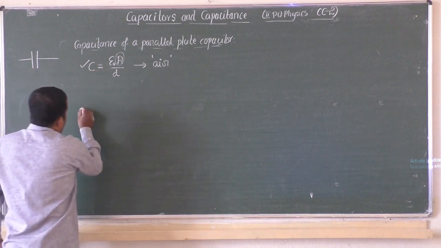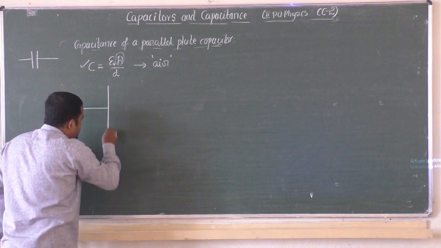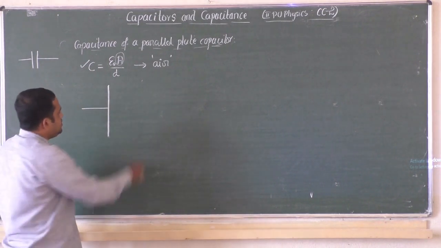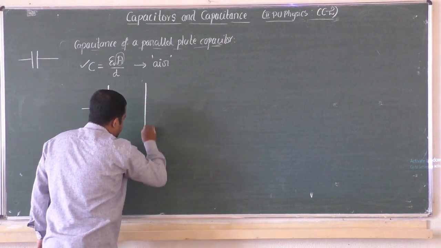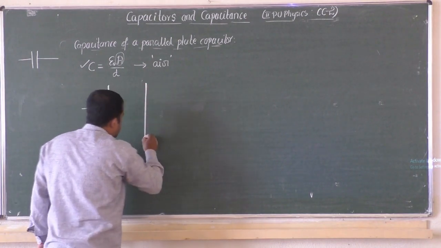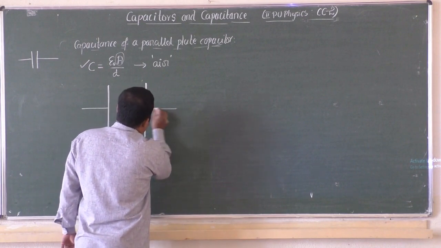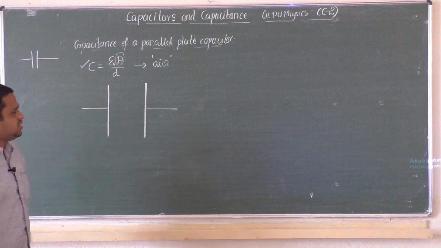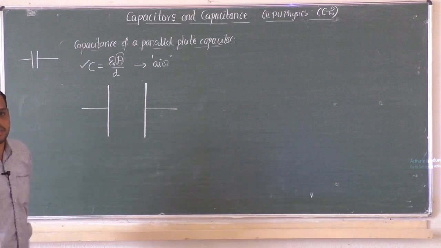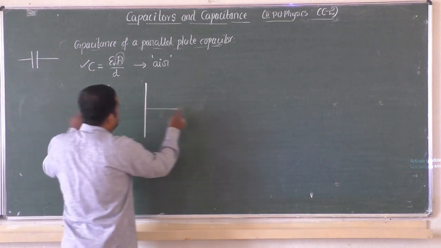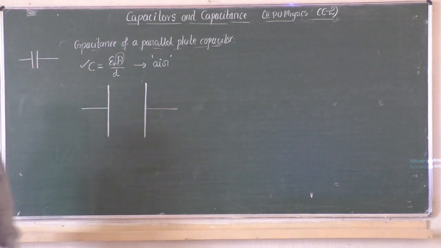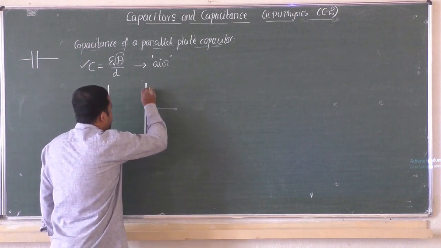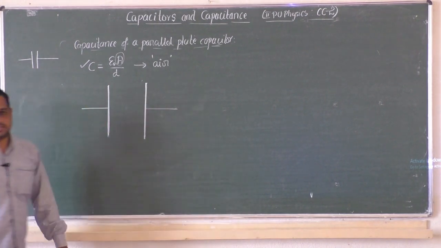Now let us consider a parallel plate capacitor. This part represents one conductor, and this is another identical conductor. These 2 parts represent connecting wires. It is a circuit device, an electronic device, which means it is connected to some external circuit. For that connecting purpose, these 2 connections or wires are provided. Actually, this is one plate, and this is the second plate or second conductor of the capacitor.